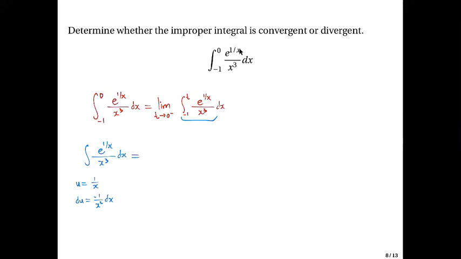Which means this guy here is equal to negative integral of e to the u. We'll get 1 over x squared, and we'll have 1 over x left. So this guy here is u e to the u du. And then we can use your IBP in here. Let's use tabular in here.